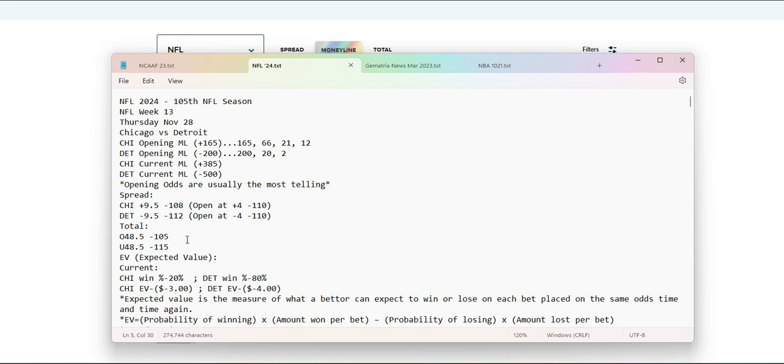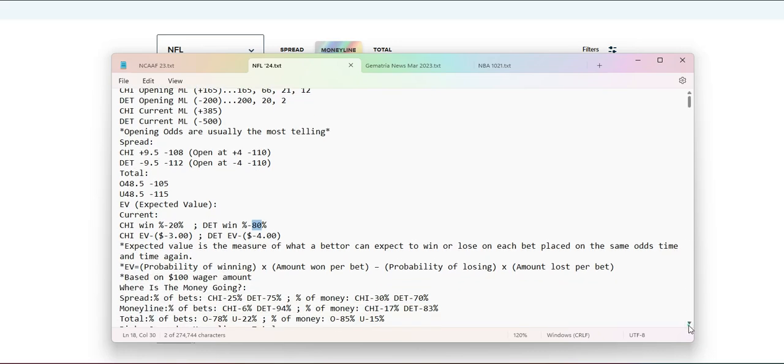All right, expected value based off these odds here, plus 385, minus 500, 20% Chicago win percentage at this plus 385, minus 500. In connection to the 385 gives the Lions an 80% chance to win, which gives them a negative $4 expected value, and that gives Chicago a negative $3 expected value at that 20% win percentage. Let's go over where the money is going.